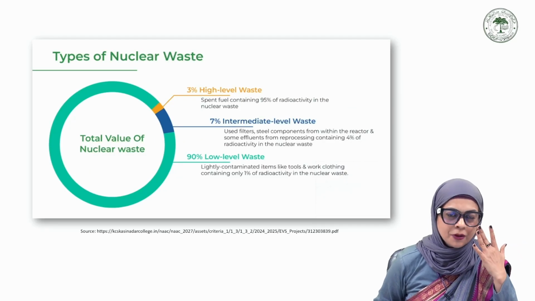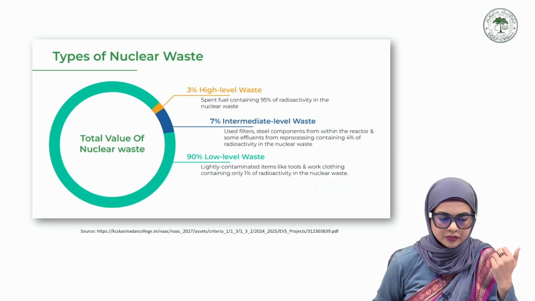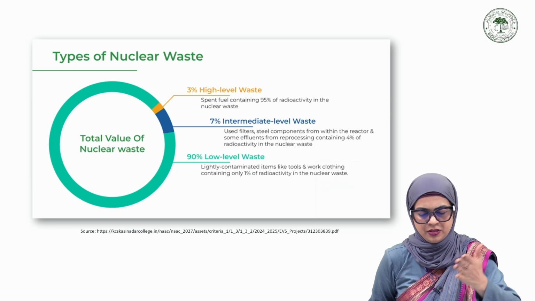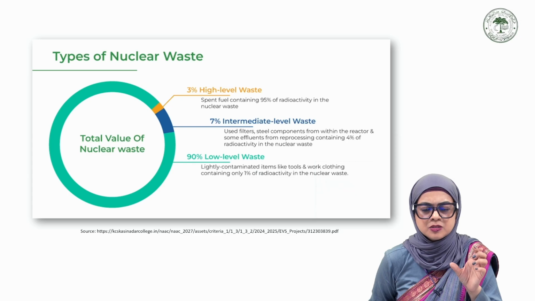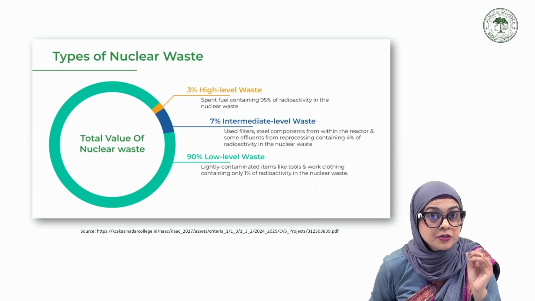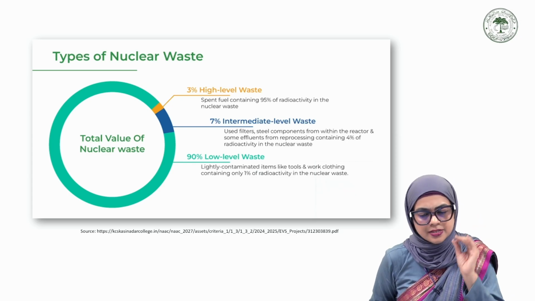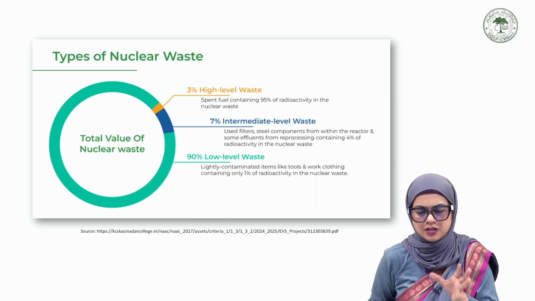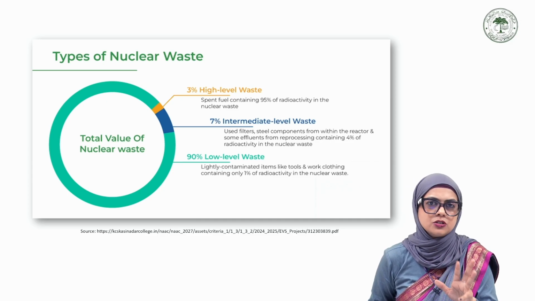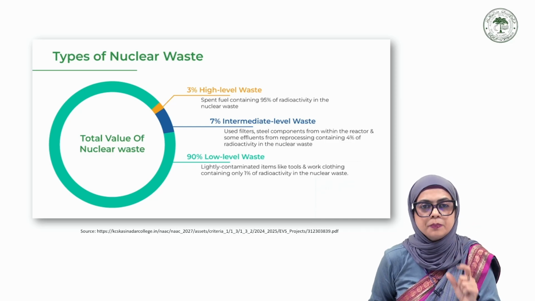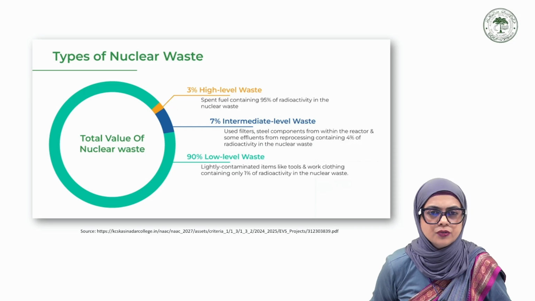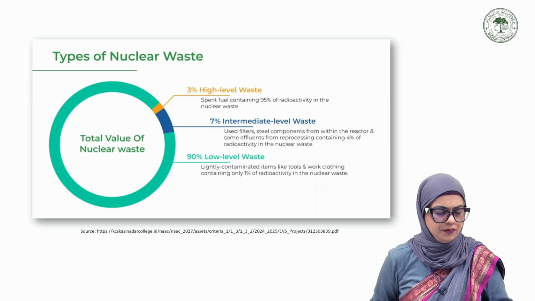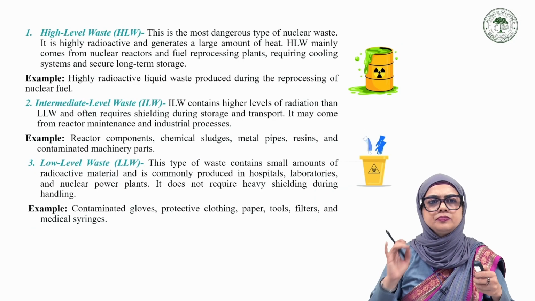Now, if we talk about nuclear waste, there are three categories given. High level waste, that is almost 3%, that is spent fuel, contains 95% of the radioactivity. 7% is the intermediate level waste, which includes used filters and steel compartments, and it has 4% of the radioactivity. And 90% is low level waste, which contains 1% of the radioactivity in the nuclear waste.